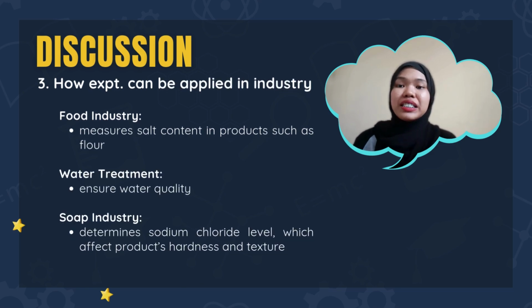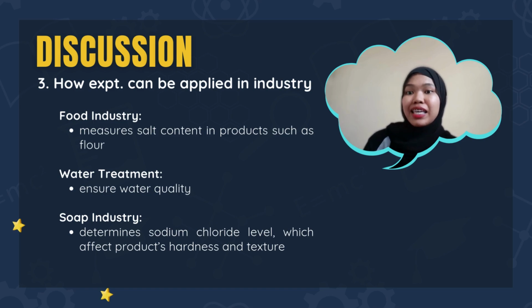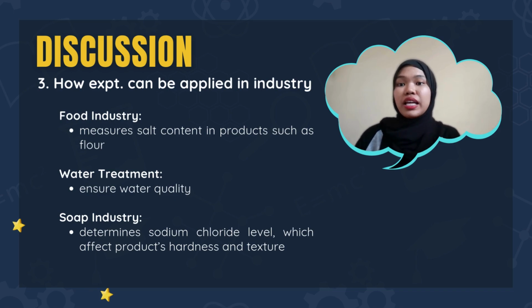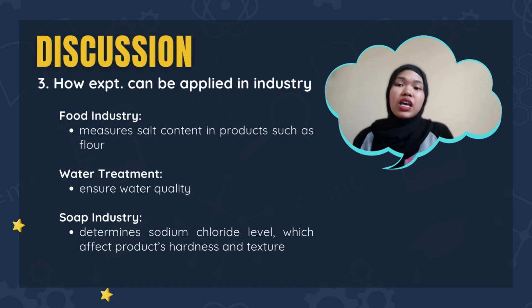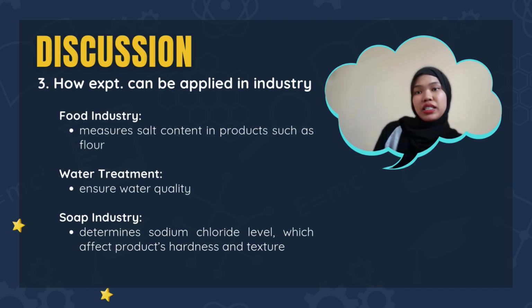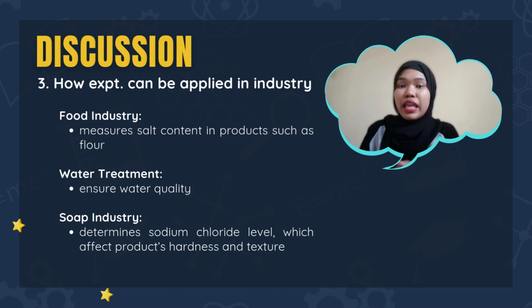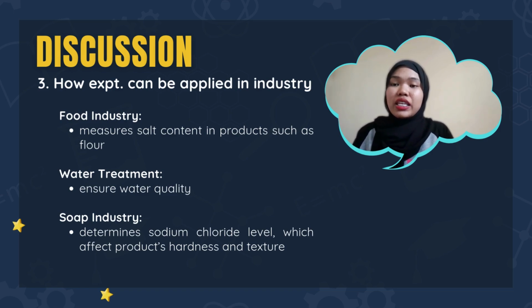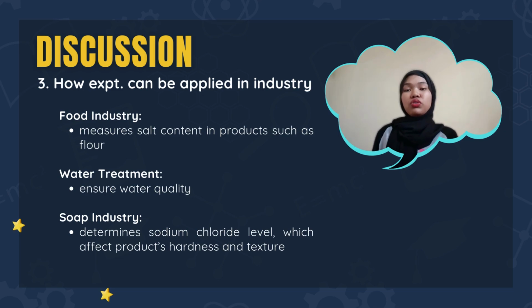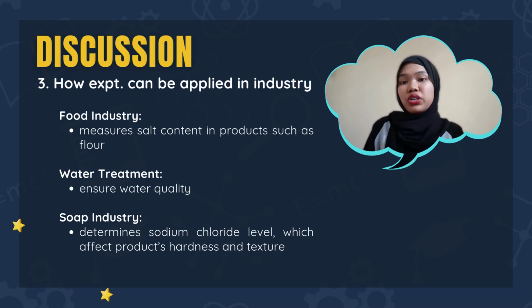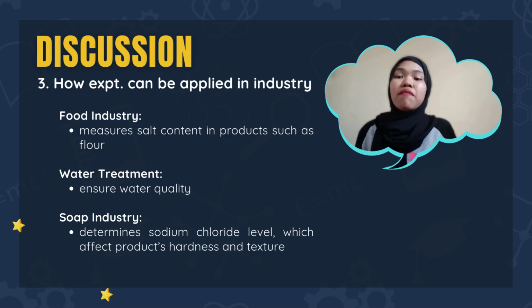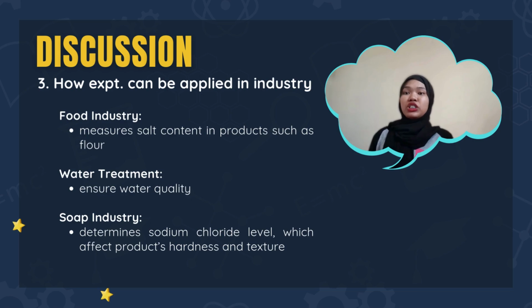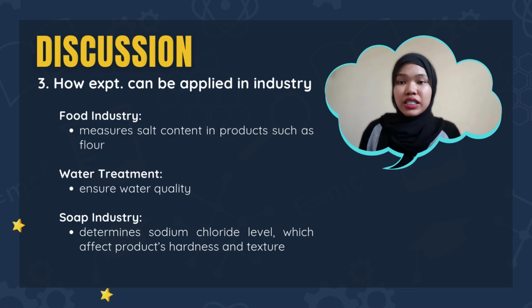For question 3, we discuss how this method is applied in industry. In the food industry, it is used to measure salt in products like flour, ensuring quality and regulatory compliance. In water treatment, gravimetric analysis checks chloride levels to maintain water quality, and in the soap industry, it controls sodium chloride, which affects the product's texture. These applications emphasize the role of gravimetric analysis in ensuring consistent quality across various sectors.